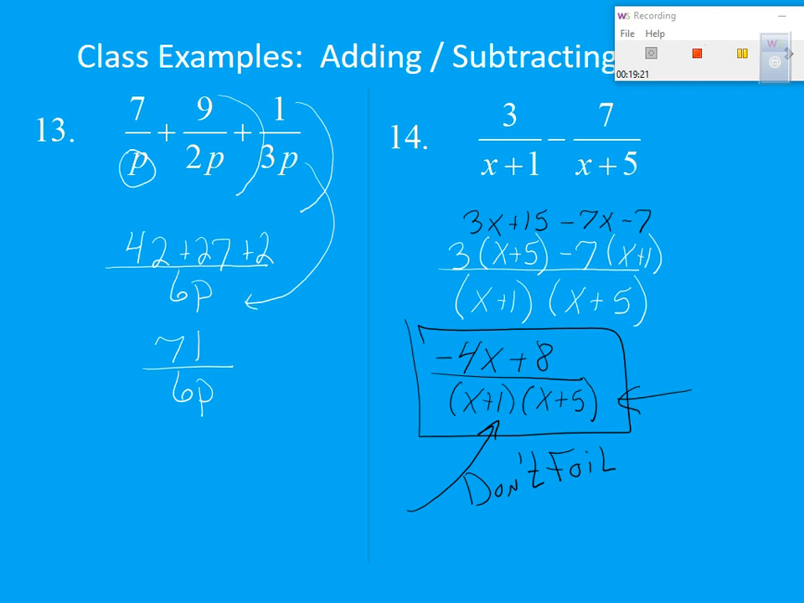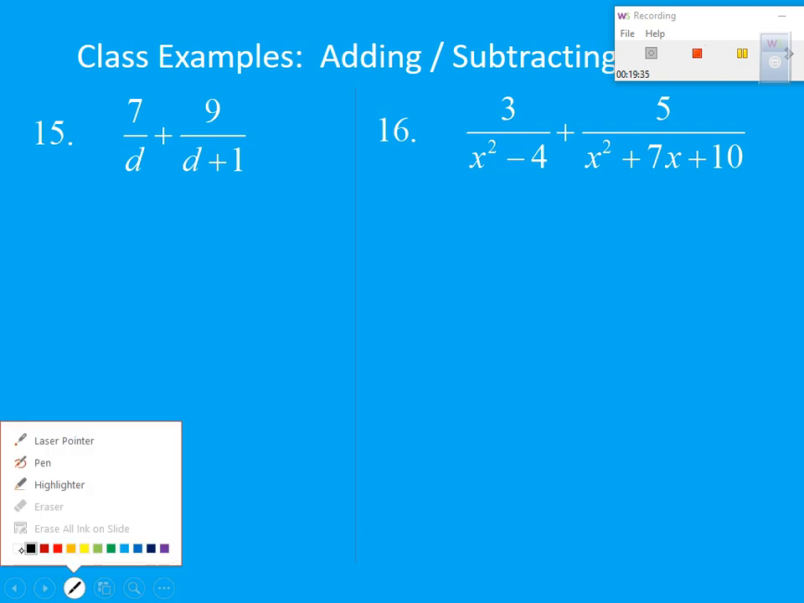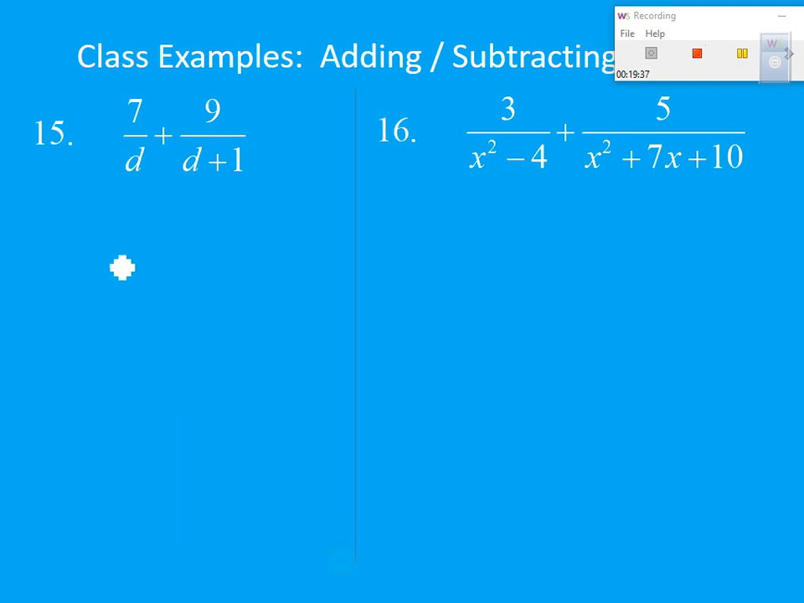Now I'll hit number 15 real fast. In my 15, I've got d and d plus 1. My common denominator needs to have a d in it, and it also needs to have a d plus 1. Two totally different numbers. So hopefully you're starting to get the feel of this.